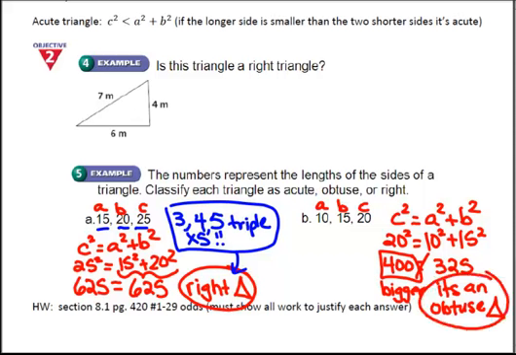All right, you guys are able to do your own homework. Section 8.1 is on page 420, numbers 1 through 29, the odds. You must show your work to justify each answer.